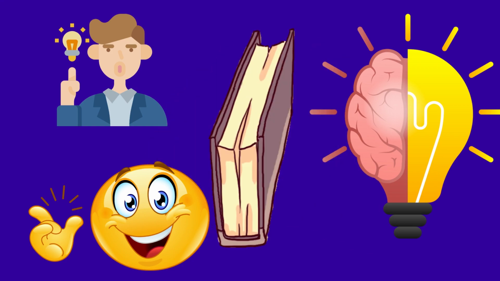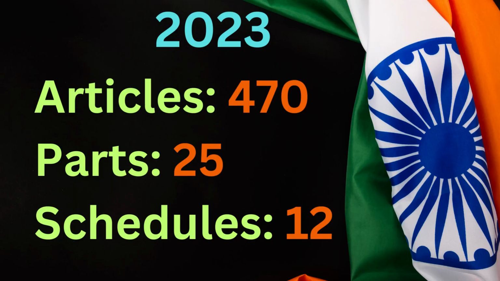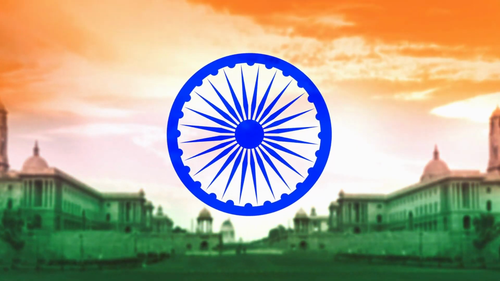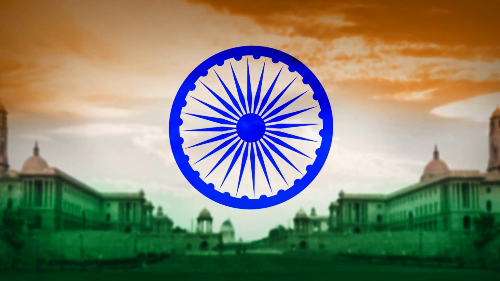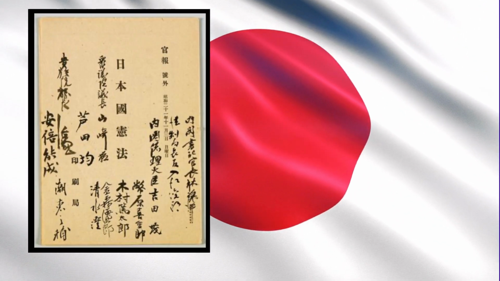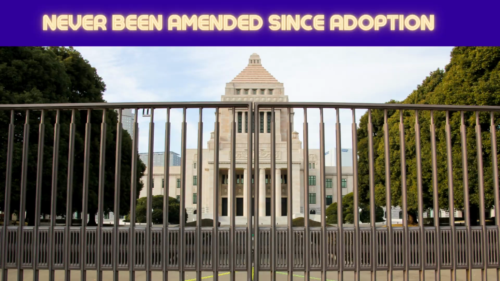And now, after 105 amendments, the Indian Constitution stands at 470 articles which are grouped into 25 parts, and there are 12 schedules. So friends, you can see here that since its adoption, the Indian Constitution has been amended so many times. Compare this to the Japanese Constitution, which came into effect near about our Constitution on 3rd May 1947 and has never been amended till date.